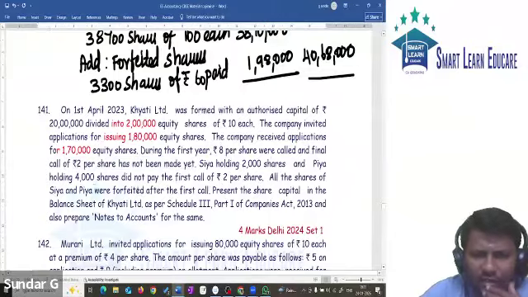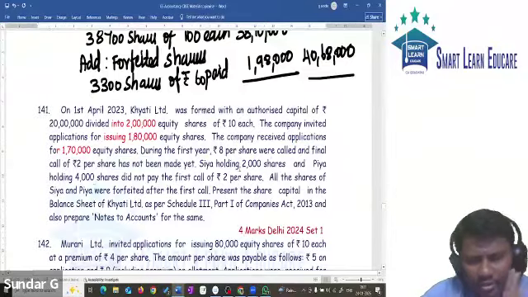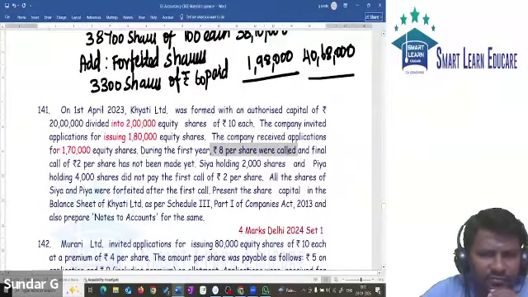All the shares were forfeited by the company. Present the share capital. So one small change they have made. How much is called up, na?